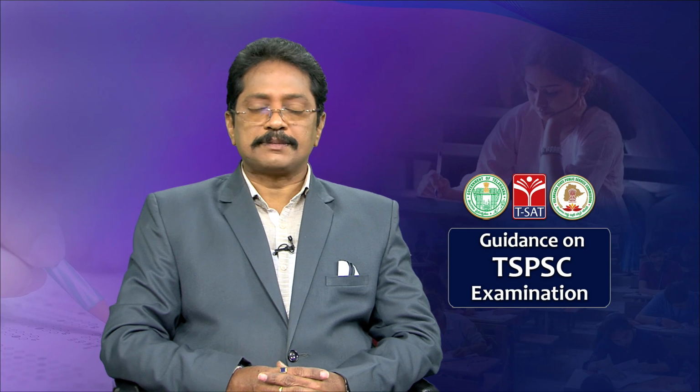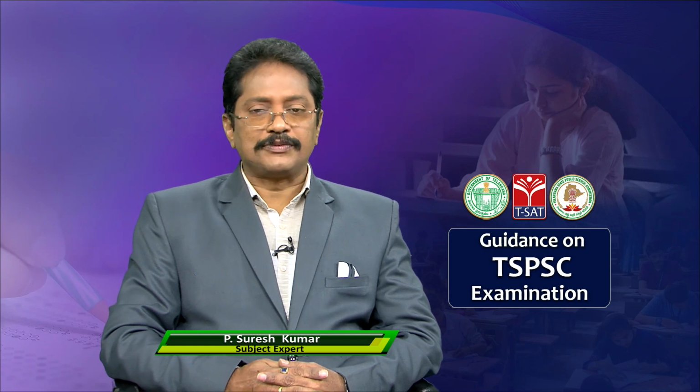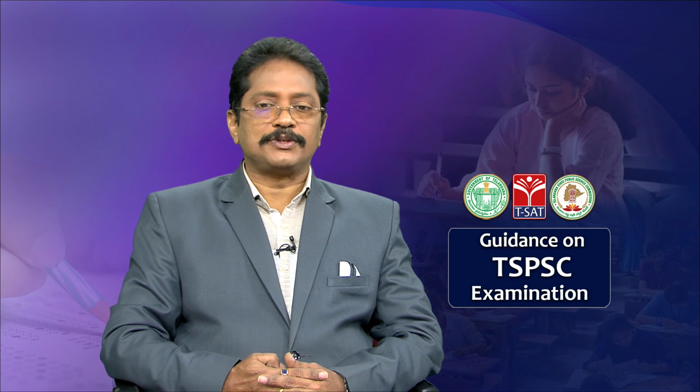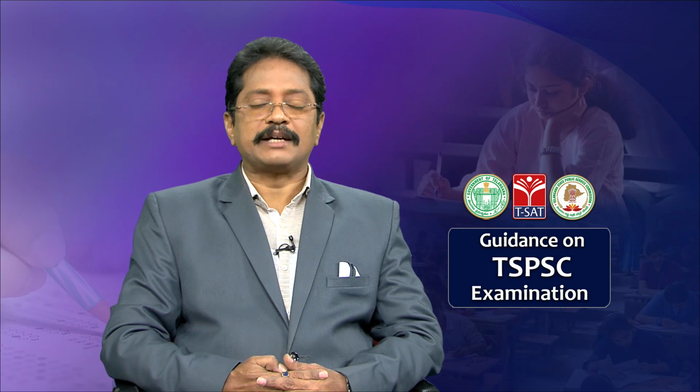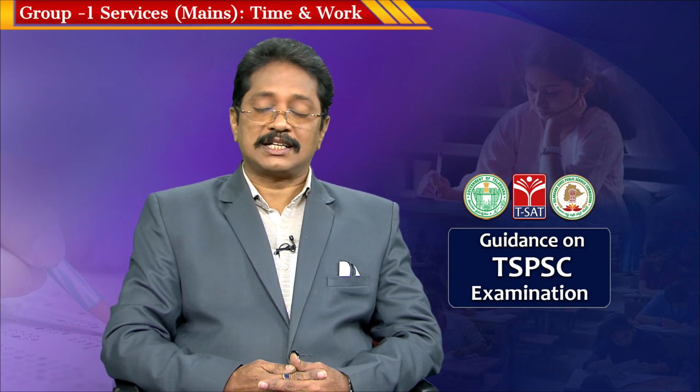Everyone knows we have 6 papers, each paper carries 150 marks. In paper 5, we have 150 marks. Out of 150 marks, the marks are categorized as 3 sections: section 1, section 2, section 3. Section 1, 50 marks, and section 2, 50 marks, come under science and technology, and section 3 comes under data interpretation and problem solving. Today we are going to discuss section 3.